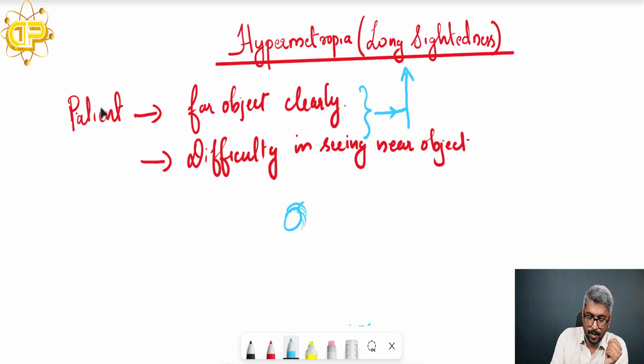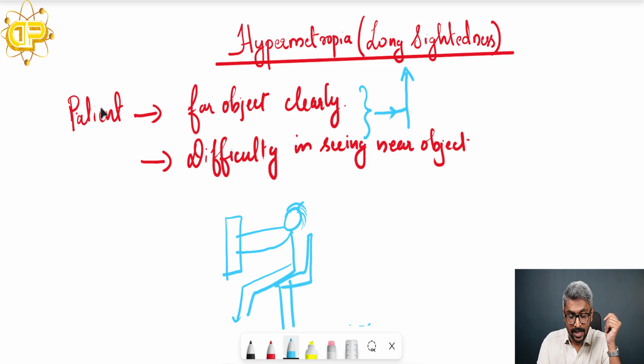Hypermetropia. Our parents usually read the paper like this. Yes or no? Have you ever noticed that? It is like that. Why? So this condition is known as what? Long-sightedness. That means they can see the object which is kept at far distance.